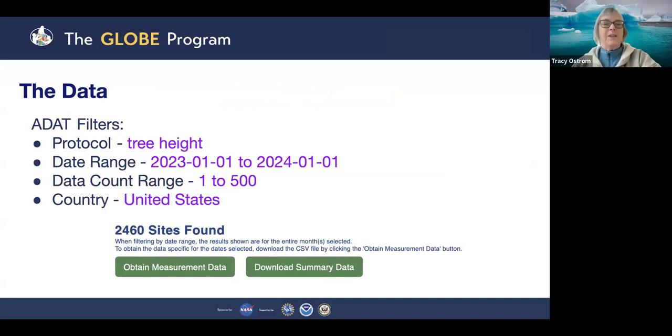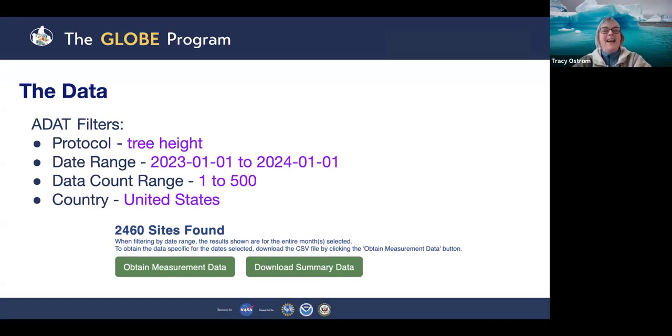These are the filters that you're going to use in the ADAT system. The protocol is going to be tree height, and we're going to look at the tree height data from 2023, so from January 1st, 2023 to January 1st, 2024. We want to make sure we have a manageable data count range, even though this is still quite large. And we're going to choose United States as our region to look at.